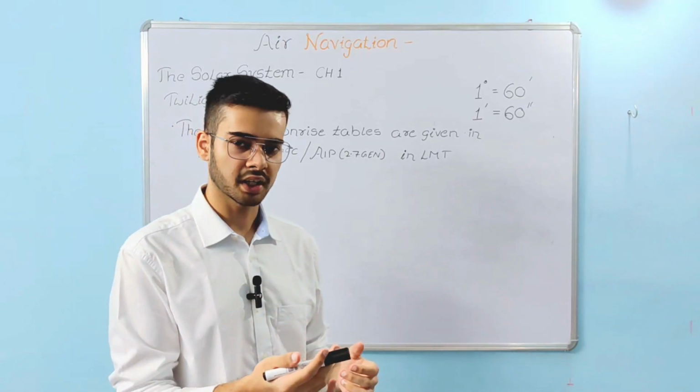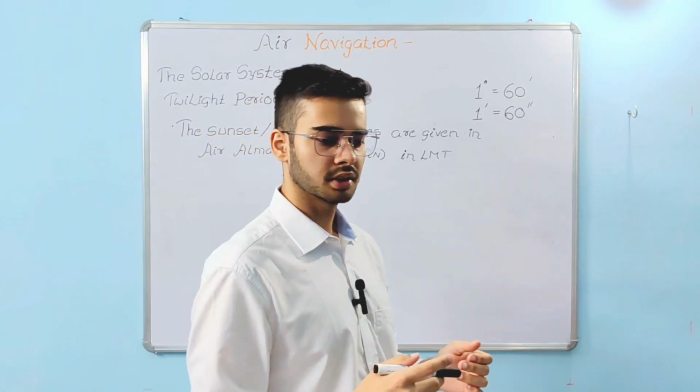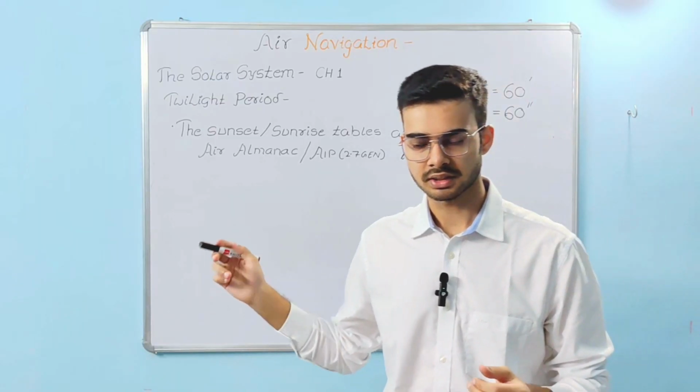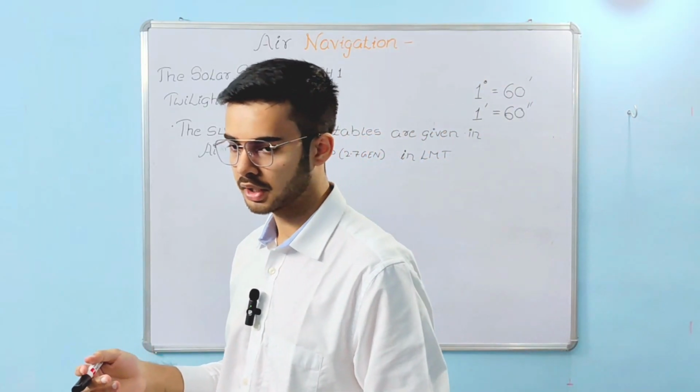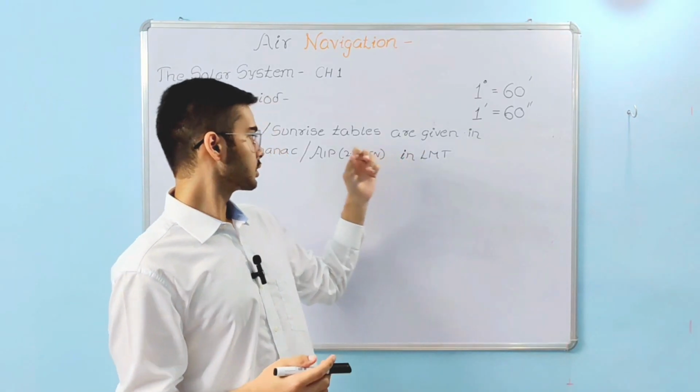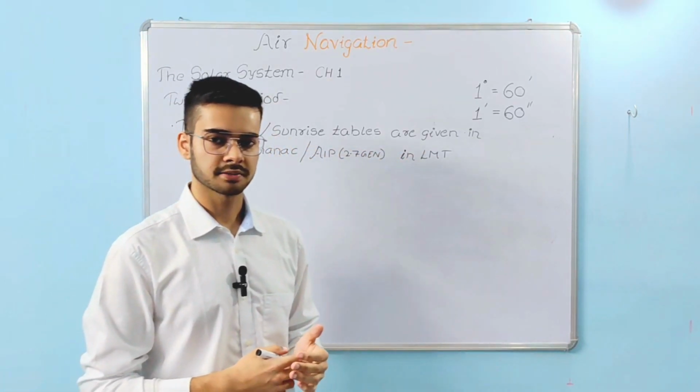So if you go for flying, you will need this because you will fly VFR at first. You don't want to fly after sunset. It's not according to rules to fly VFR after sunset. So for all of these things, you will need these tables.